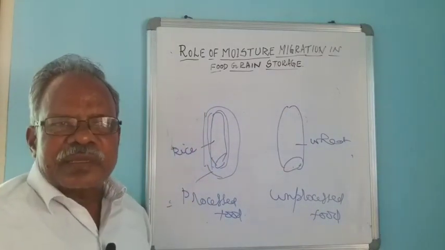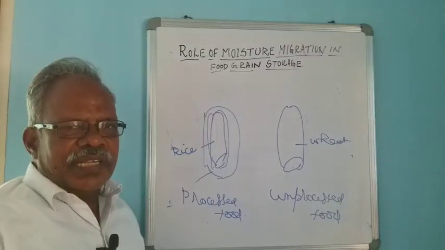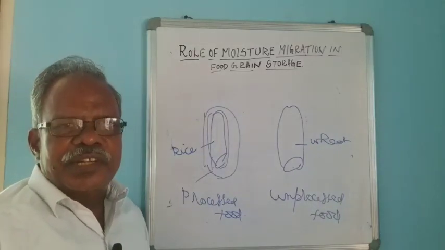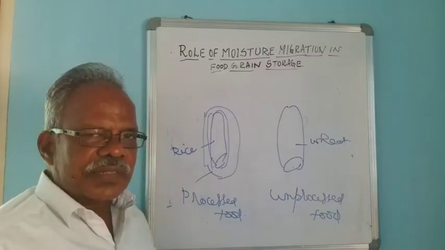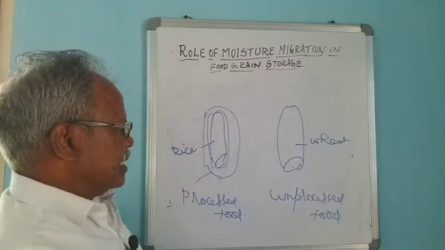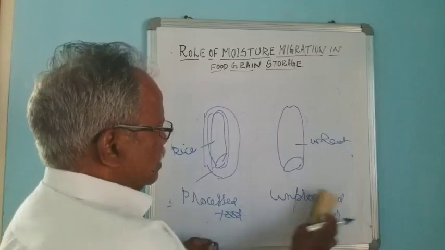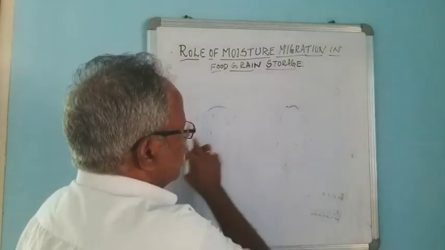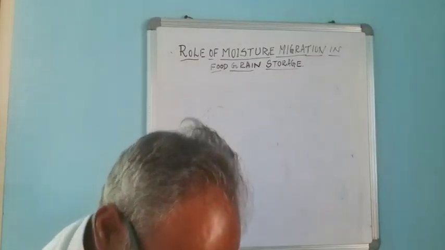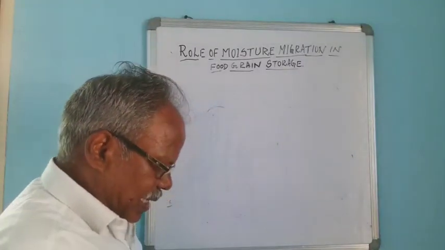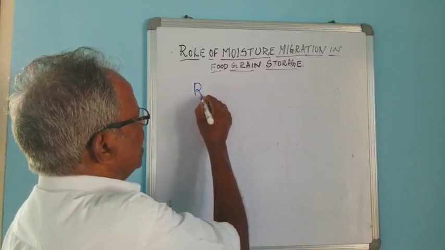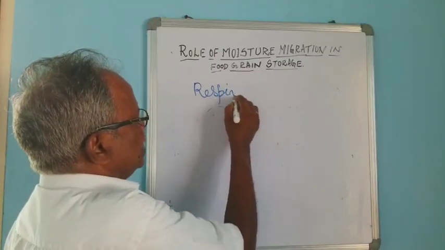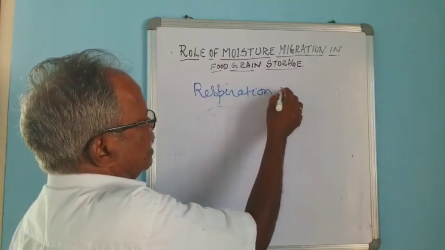If the wheat is milled and then made into rava, atta, maida, suji, then it is called processed food. This is another thing. Then safe moisture we already told, and then respiration and temperature, that we have to understand, what is respiration and temperature.